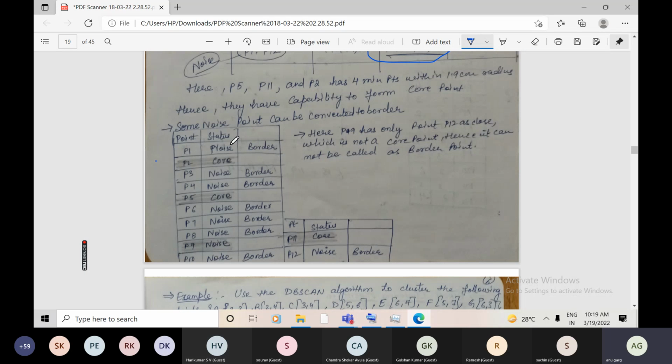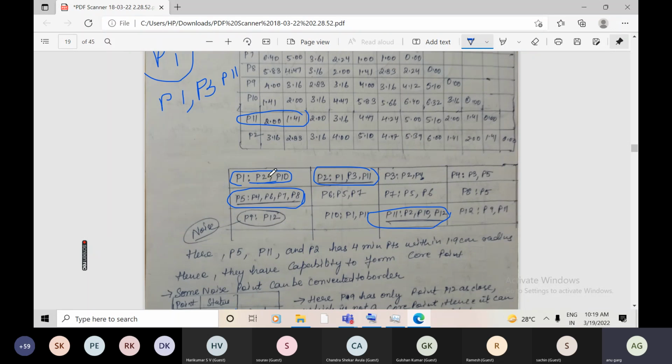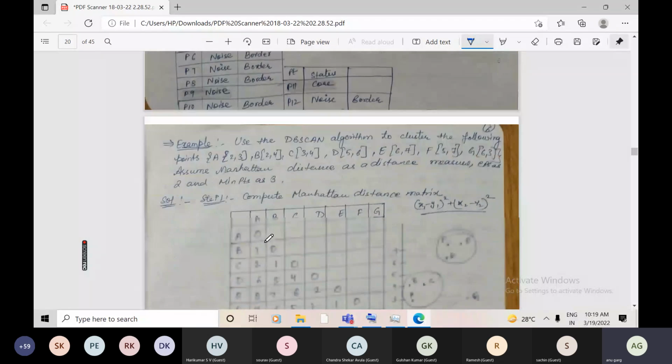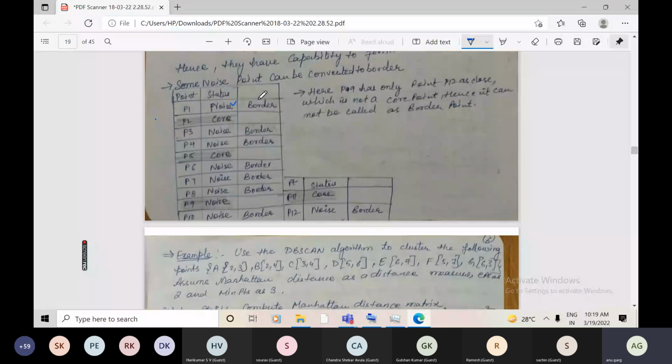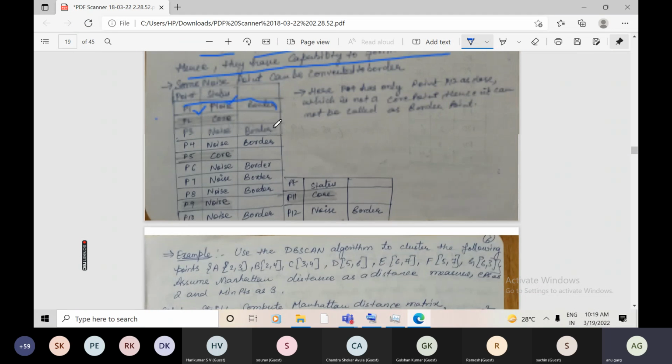So P1, we first classified it as noise point, but then we should check. Around P1, which all points are coming? P2, P10. Now, is any of these a core point? Yes, P2 is a core point. Hence, you can convert your P1 to border point. Similarly for P3, what are all the points? P2, P4. Here also P2 is a core point, hence you can convert this to border point.